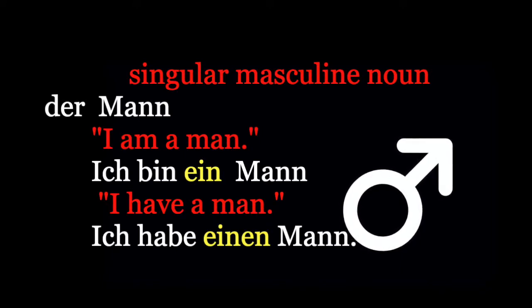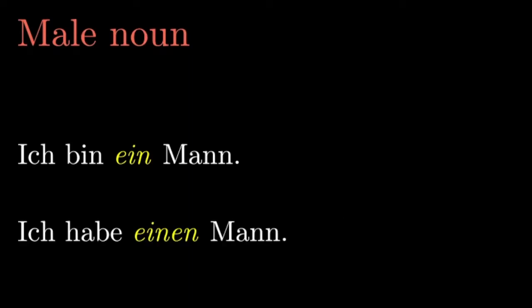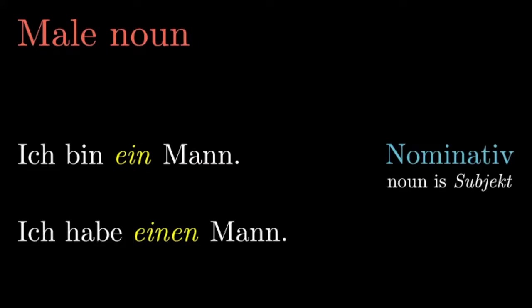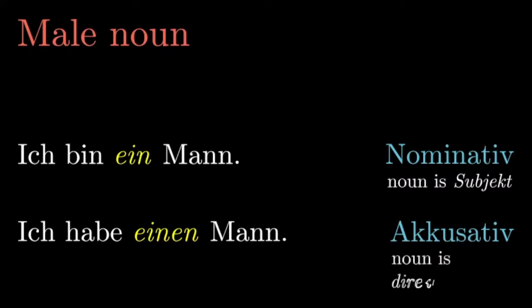So what's going on if you have a male noun like der Mann and the sentence is in the nominative case? So you have a verb that indicates that the noun is the subject of the sentence, like a form of sein, then you need ein as the indefinite article for the male noun. So ich bin ein Mann. However, if you have a verb that indicates that the noun in the sentence is the direct object, das direkte Objekt, then you need einen as the indefinite article for the male noun.